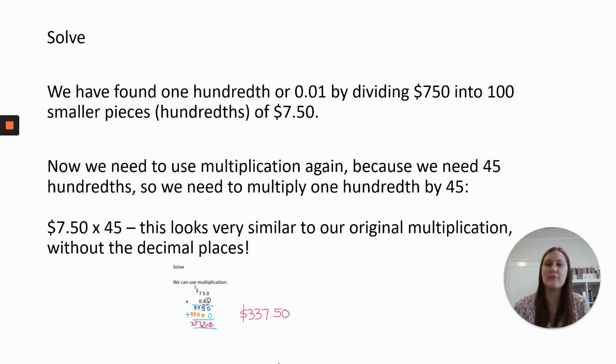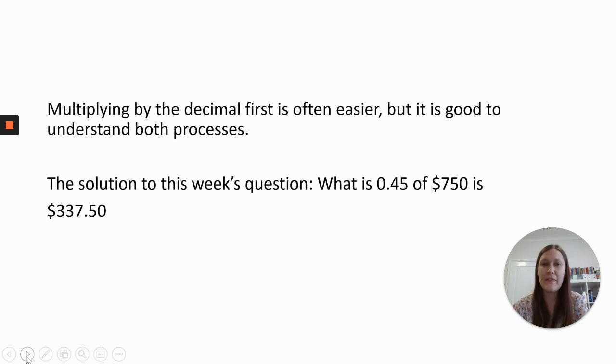What could be interesting is if you knew what 100th was, and then the question also asked you to find 0.45 and then maybe find 0.2. Then you could use the 100th that you'd found and multiply it by 45 and multiply it by 20, and that would give you both answers to the same question. So that might be a shortcut depending on the way the question is phrased. In this instance, multiplying by the decimal is often easier, but it is good to understand both processes and be able to use them.